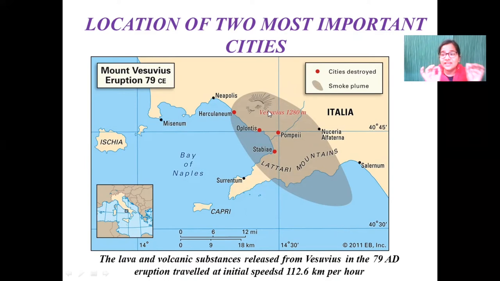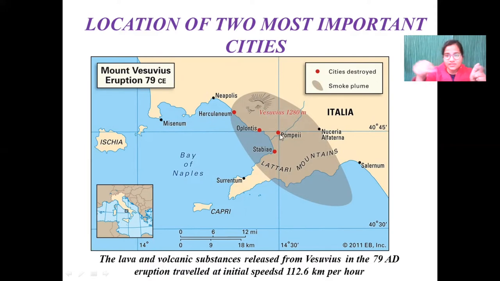So 79 AD means about 79 years after Christ was born, this disastrous volcanic Vesuvius eruption took place. You can see that ash-colored portion that has been encircled, it is depicting a smoke plume. Smoke plume means nothing but the smoke, gas, ash, cinders, volcanic bombs that are trying to come out. These names should not be alien to you because they were covered in the volcanic eruption video uploaded on our channel.